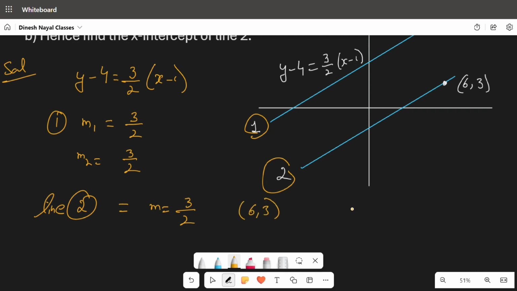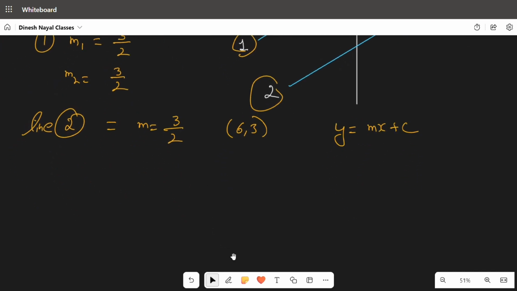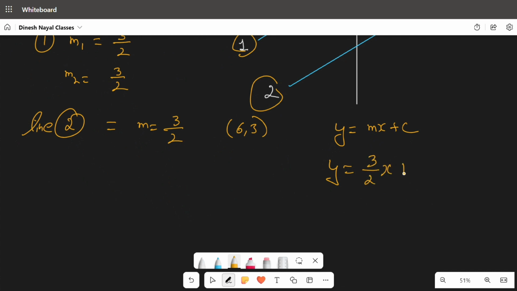So we can write first of all in gradient intercept form, which is y equals mx plus c. So y equals, what is m? 3 by 2. So this will be 3 by 2x plus c. Now it is passing through point (6, 3). So substituting x as 6 and y as 3, 3 equals 3 by 2 times, what is x? x is 6, times 6 plus c.